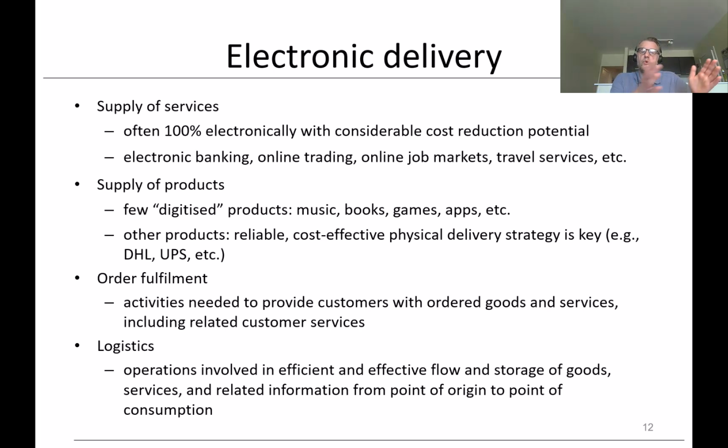Order fulfillment then refers to all the activities needed to provide customers with the ordered goods and services, including related customer services, such as reverse logistics. So imagine that the Nike shoes are delivered to my doorstep, and the day after I see it's not the size that I ordered, then I want to return them, right? So that's reverse logistics. So that means that there need to be facilities for reverse logistics. So logistics involves all the operations for efficient and effective flow and storage of goods, services, and related information from the point of origin, the manufacturer, to the point of consumption, which is my home address.